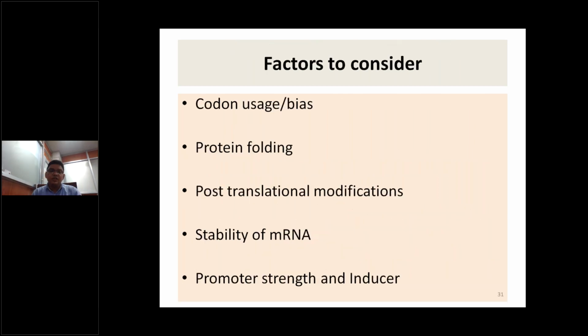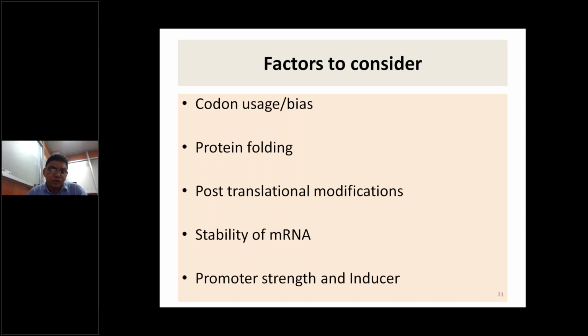What are the factors we need to consider? So these could be codon usage and codon bias. Codon usage, as we all know, is a problem not only for biosimilars. These are the problems for expressing any gene and for any biologic or any biosimilar. So you have to optimize the gene based on the expression system.